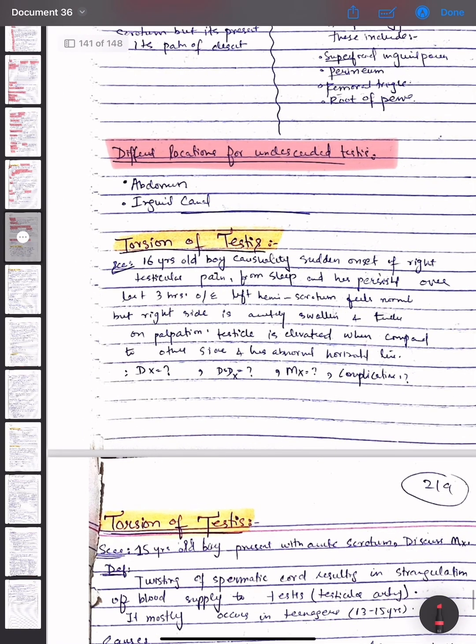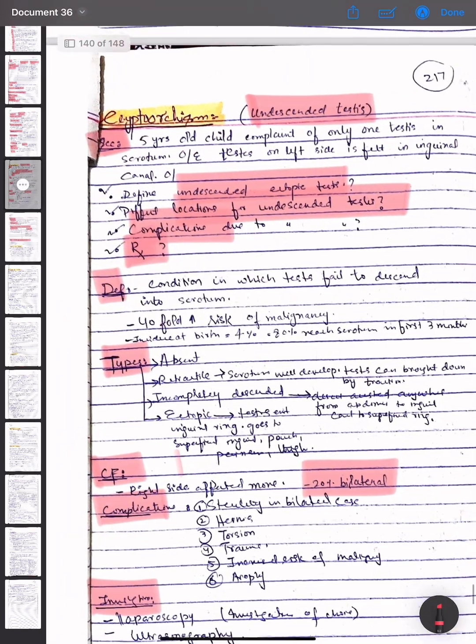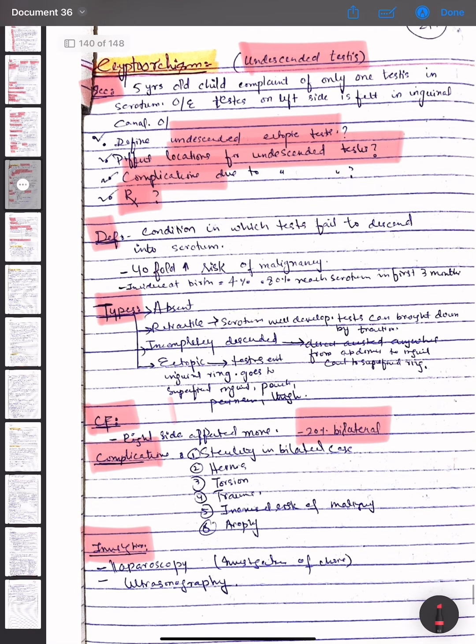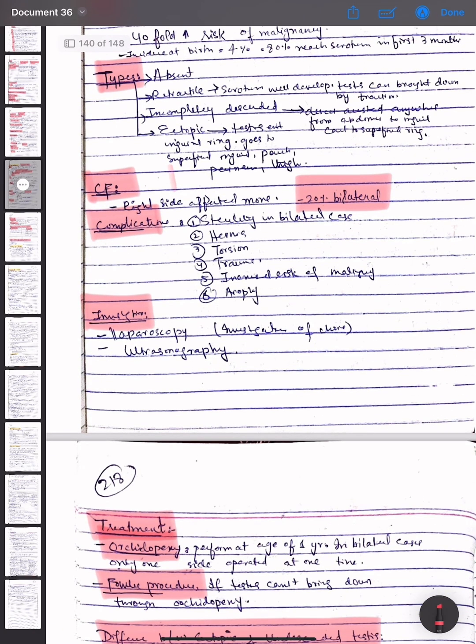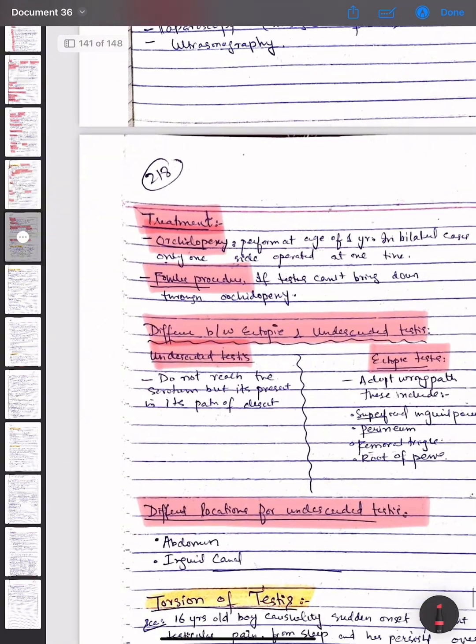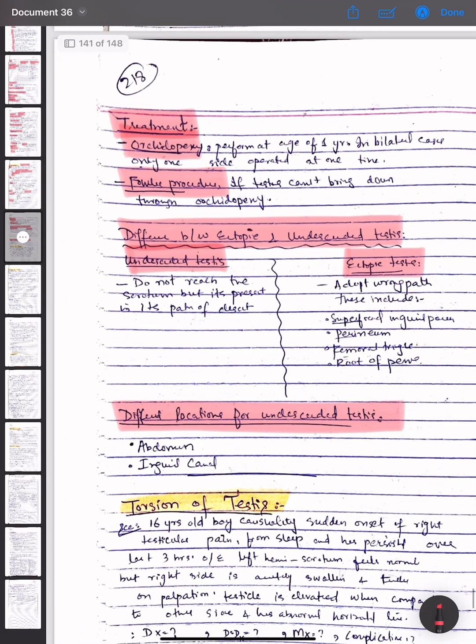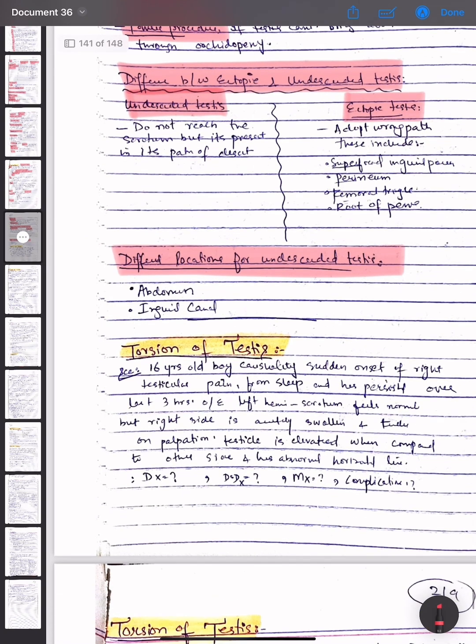Okay, so we have discussed the undescended testes, that is cryptorchidism, and the scenario, the definition, the types, then the clinical features and the complications, then investigation, then the treatment options. There is orchidopexy and Fowler procedure. The difference between ectopic and undescended testes, and the different locations for the undescended testes.